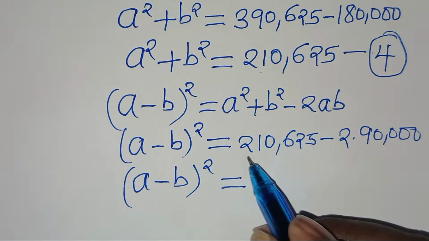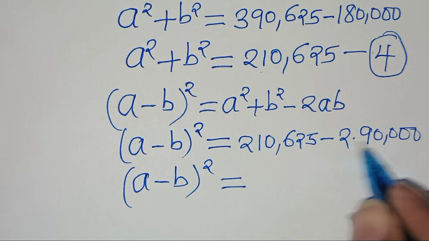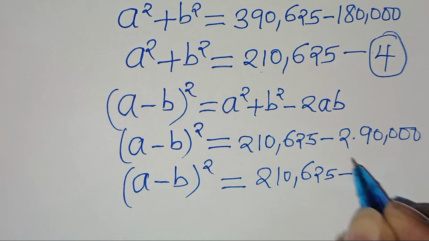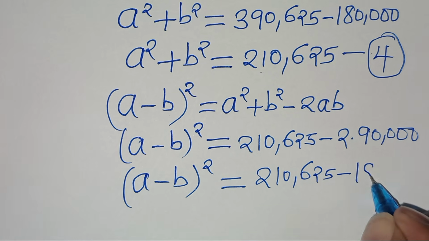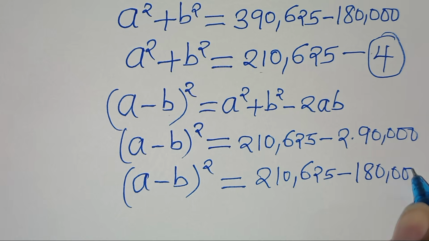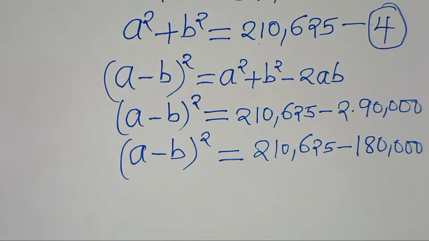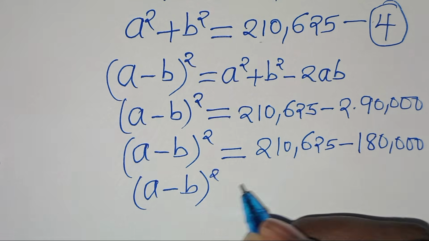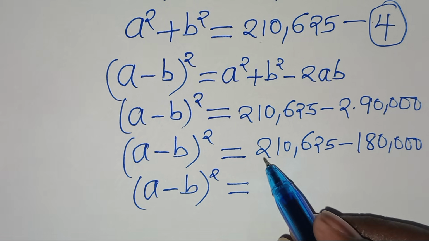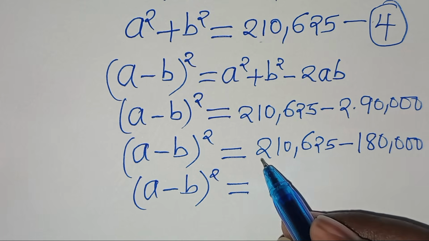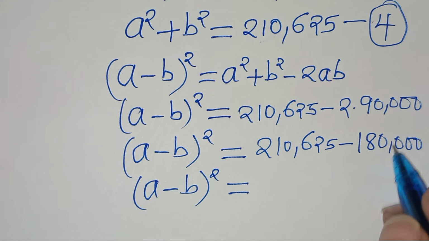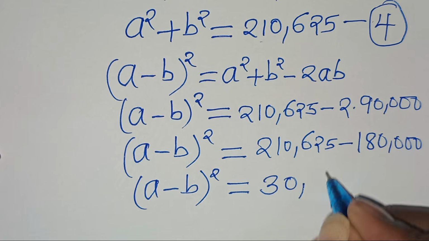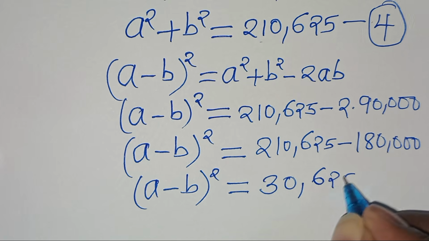So we have a minus b raised to the power of 2. This is equal to 210,625 minus 2 times 90,000. This is 180,000. So we have a minus b raised to the power of 2 equal to 210,625 minus 180,000. This is 30,625.